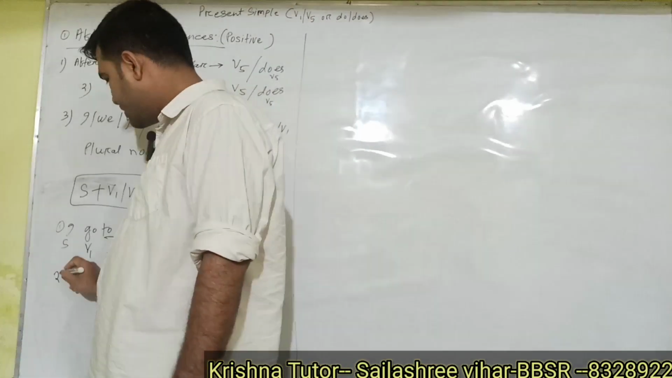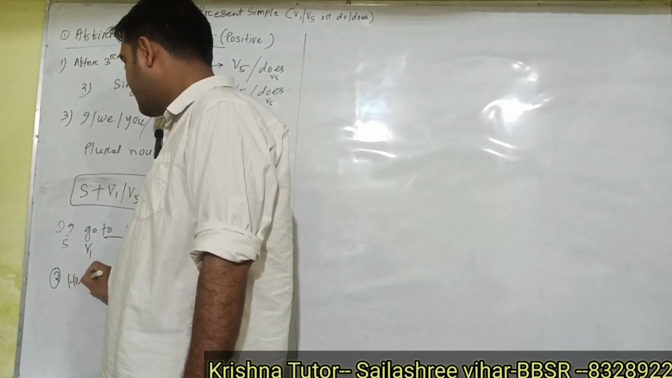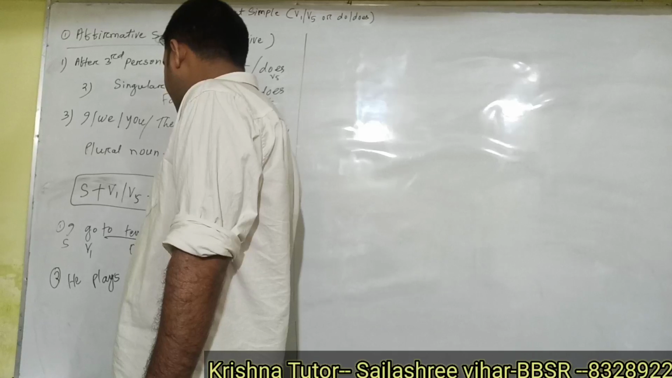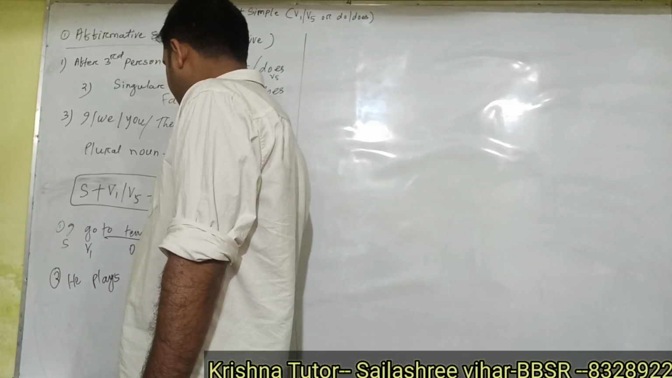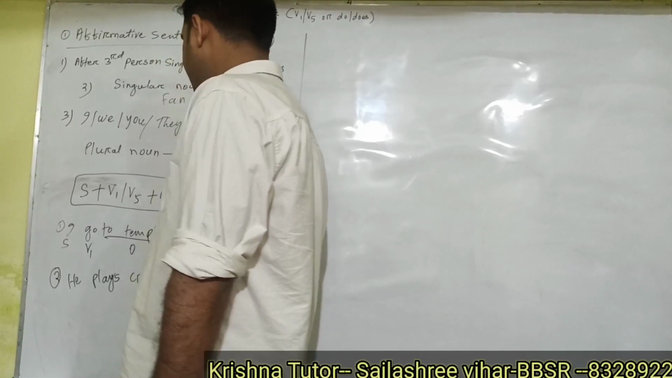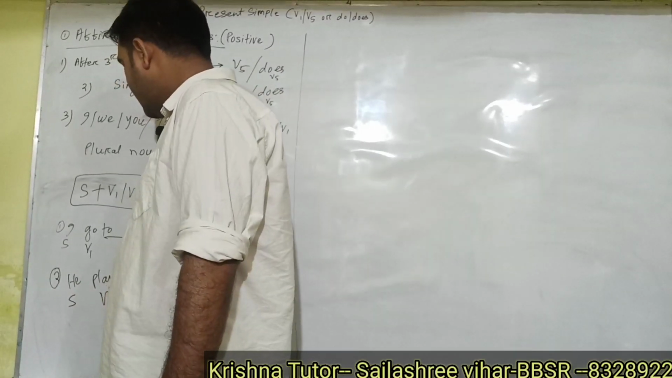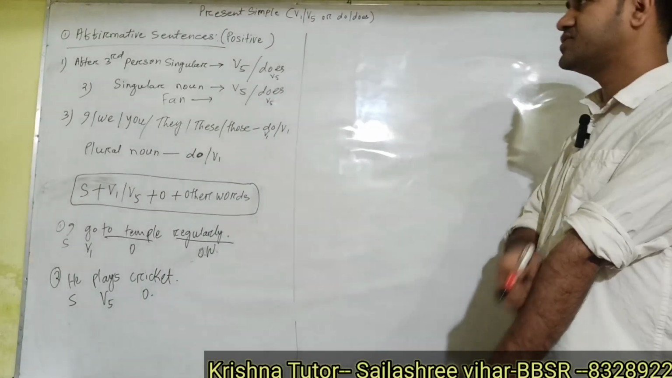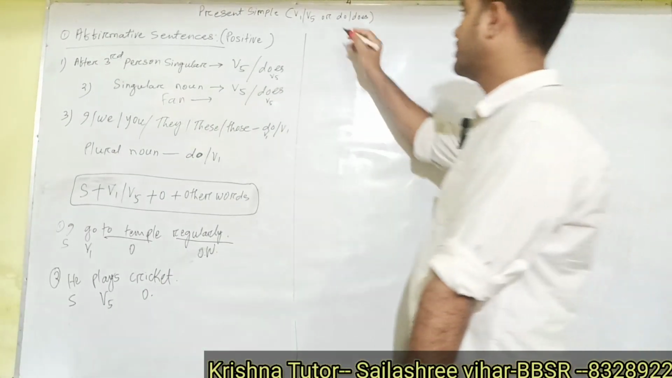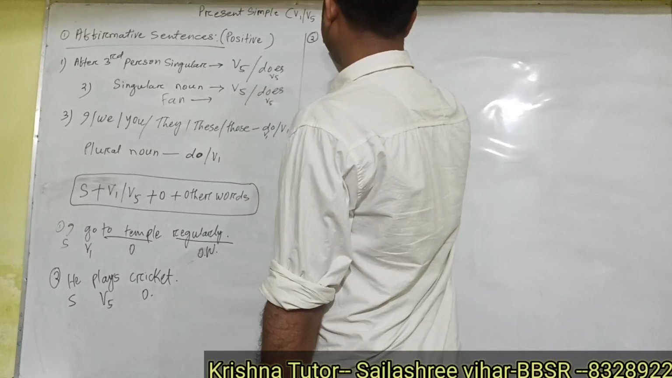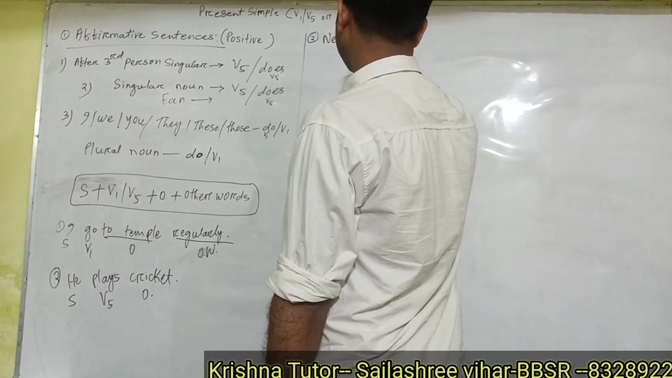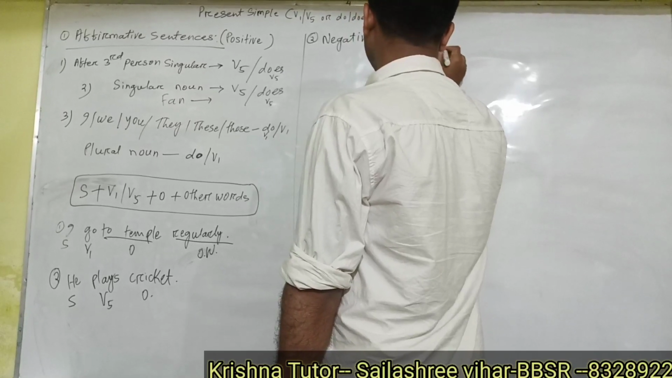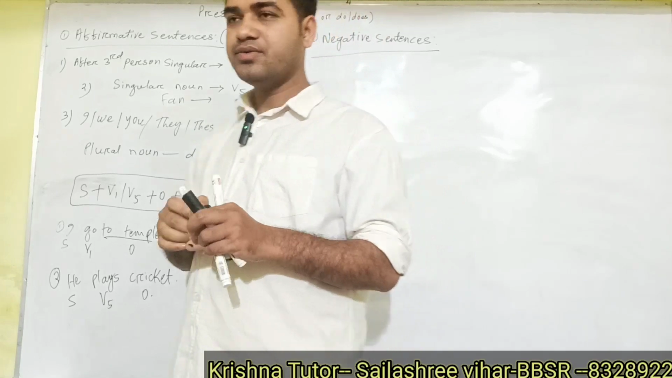Similarly, if I use he plays cricket, here he is the subject, plays is V5, cricket is the object. Same way you have to do translation for affirmative. Then we go for negative sentence. I'll check your paper, I will check your copy, so do write it.